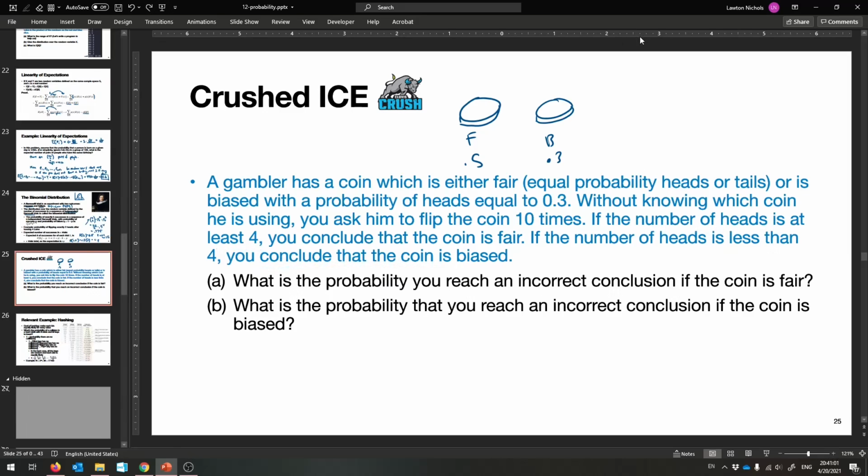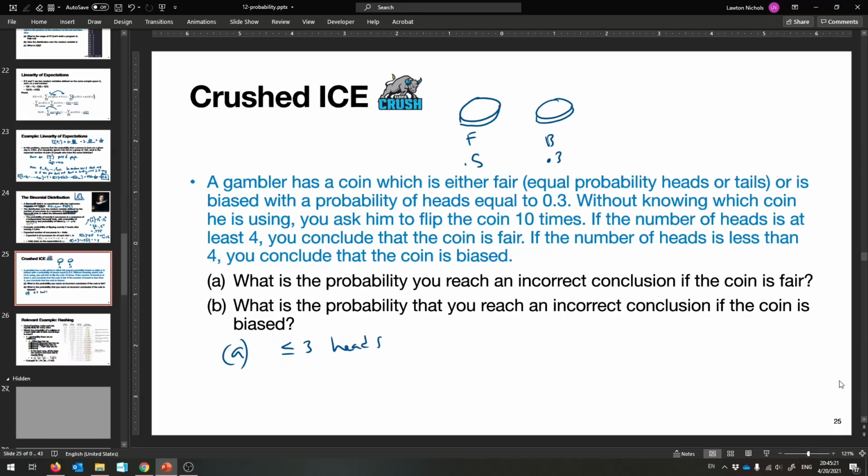So what I want you to do now is figure out the probability that you were wrong if the coin was fair, and the probability that you were wrong if the coin was biased. I will admit there's a lot going on in these questions. Let's do A first. We reached an incorrect conclusion and the coin was fair. So we thought it was biased, but it was really fair. That means we saw less than or equal to 3 heads, and it was a fair coin.